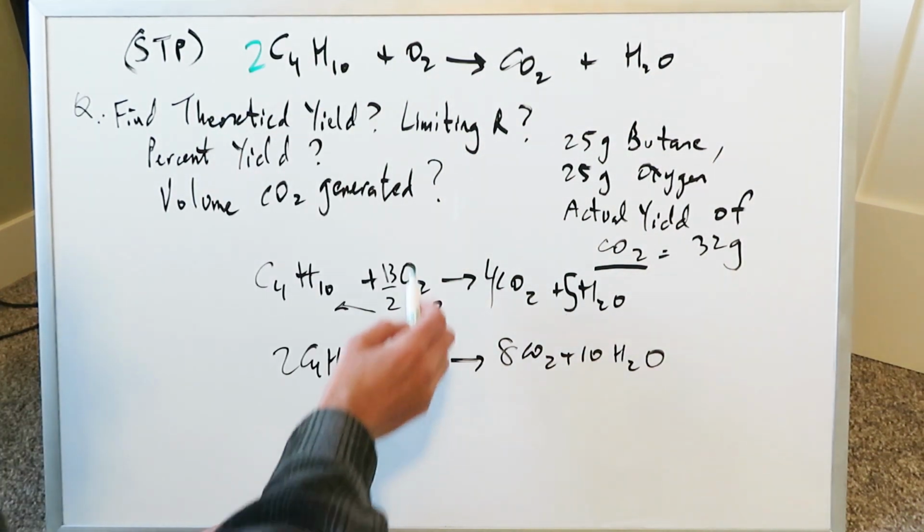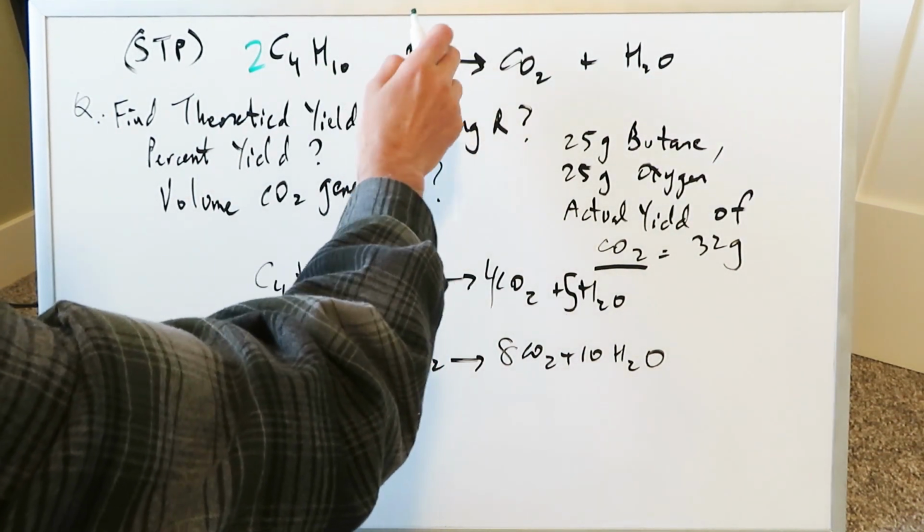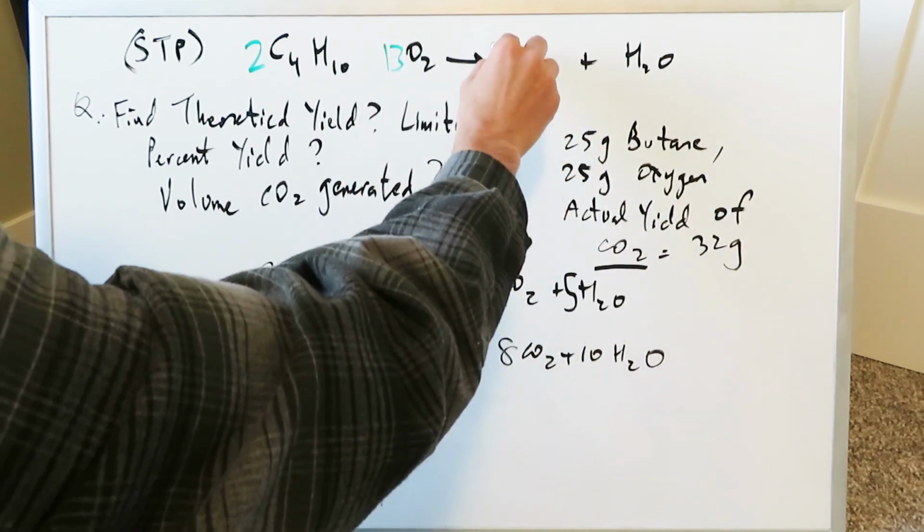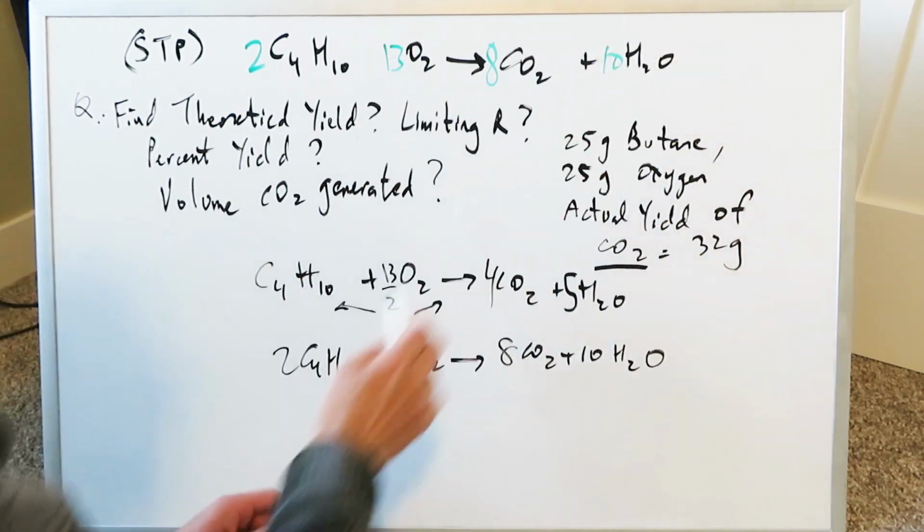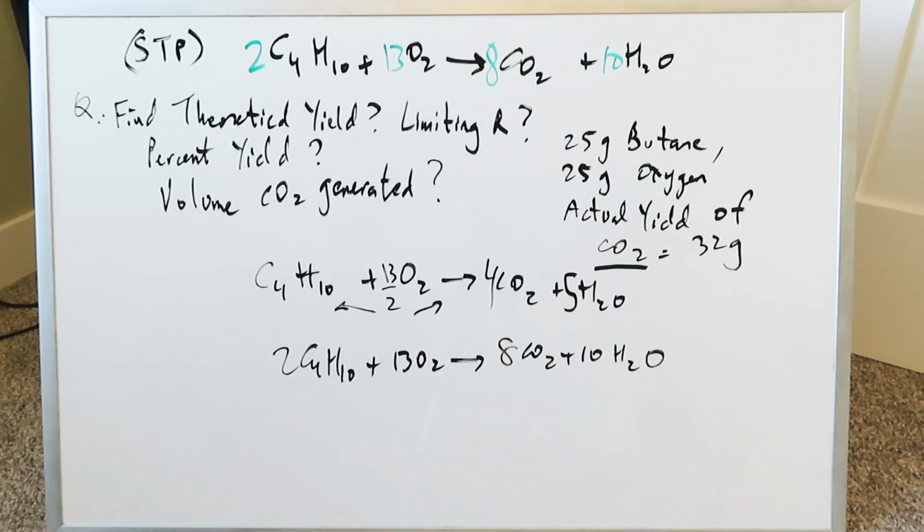These are my coefficients, and I'm going to put them right over here in a different color. Why not? 13. Here I have an 8. And here I have a 10. And that represents a balanced equation, and the procedure is good.